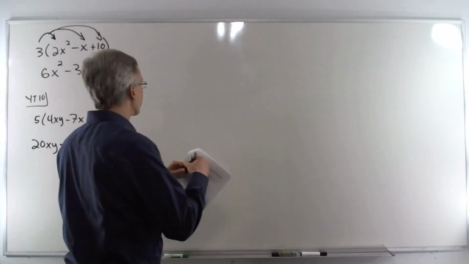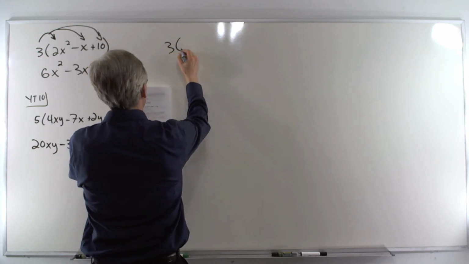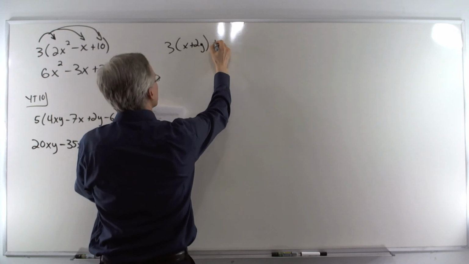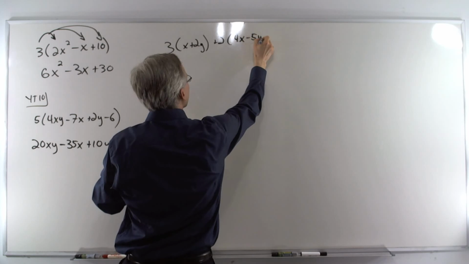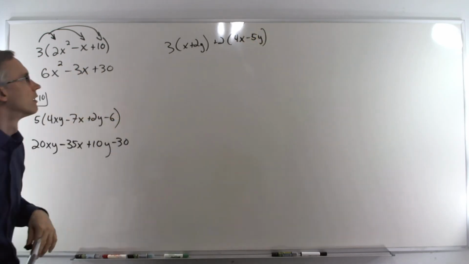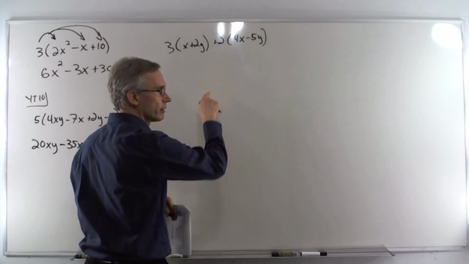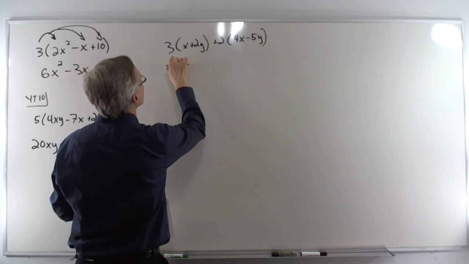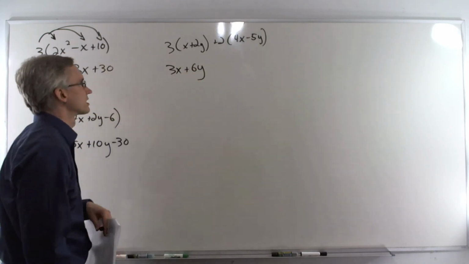We are going to simplify 3 times x plus 2y plus 2 times 4x minus 5y. All right, so we need to get rid of these parentheses. So we're going to distribute into them. Once you distribute, remove the parentheses. 3 times x is 3x. 3 times 2y is 6y. So we get 3x plus 6y there.